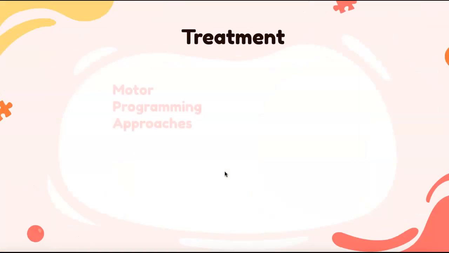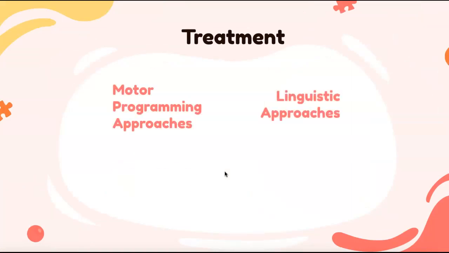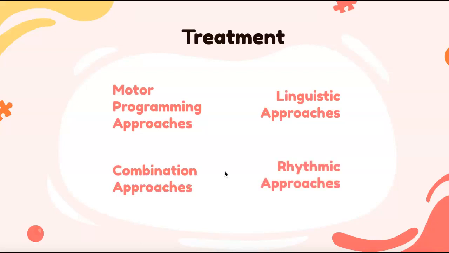So treatment. Treatments can be motor programming approaches, linguistic approaches, combination, and rhythmic. Motor approaches, to summarize, focus on repetitions of speech movement, particularly the jaw, lips, and tongue area. Where it was an exam, now we're focusing on how to move those muscles in those areas. Linguistic focuses on speech sounds, rules, sequences, and use of language, where the combination approach combines motor and linguistic treatments. So it combines both of the top ones together. And the rhythmic approach focuses on rhythm and stress of speech.